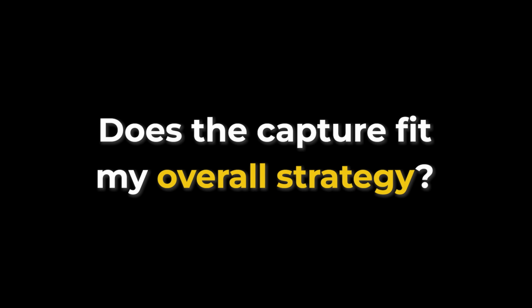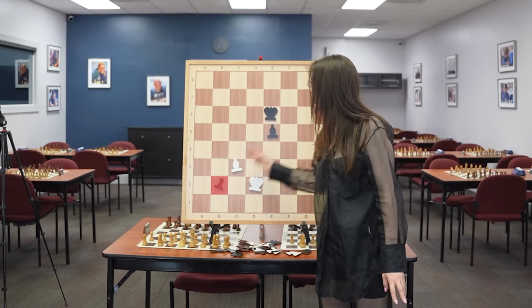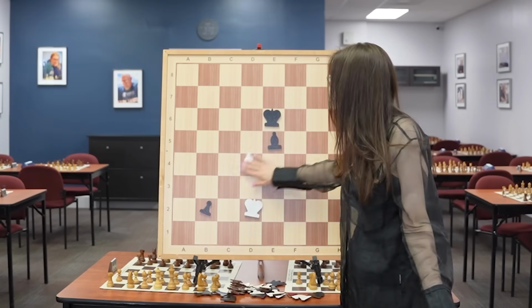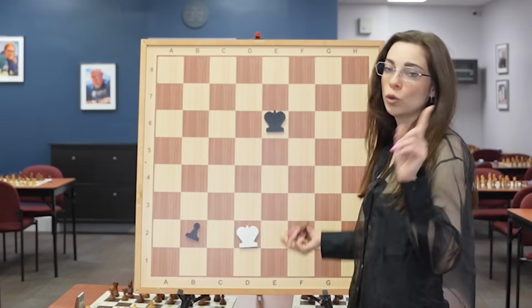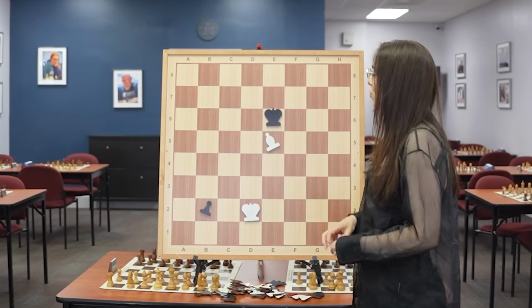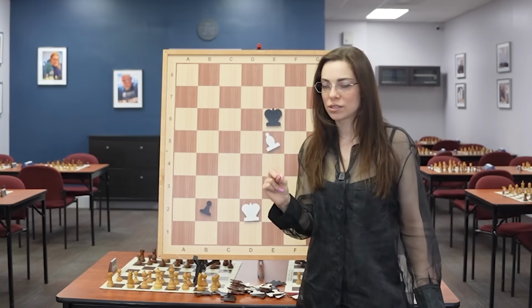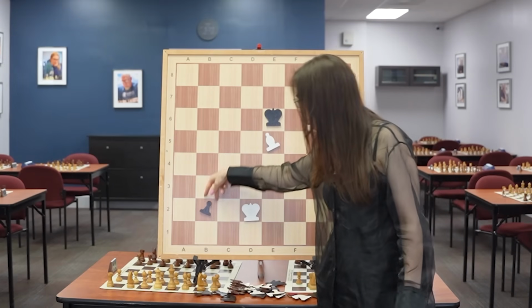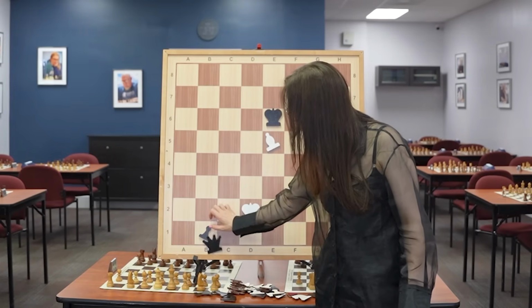Does the capture fit my overall strategy? Here, white has 2 possible captures, the pawn and the bishop. If you just take the bishop thinking, aha, they're going to take back and I approach my king and it's a draw, you are wrong. This doesn't work. If you get distracted and take this bishop, black is not going to take back. This ain't no checkers, it's chess. Black instead is going to promote to a queen and therefore win the game.